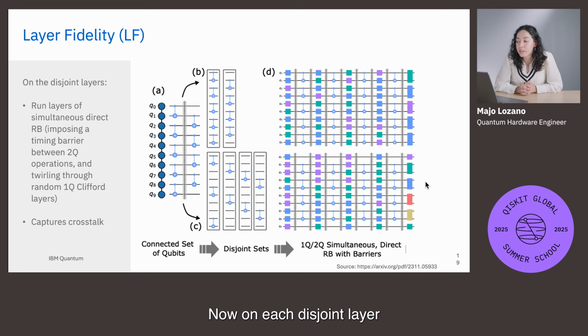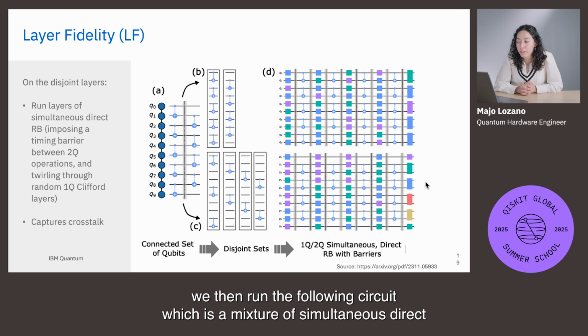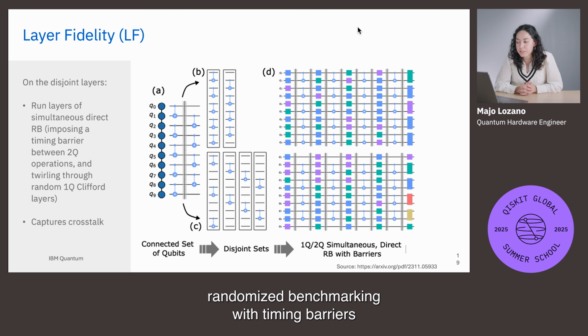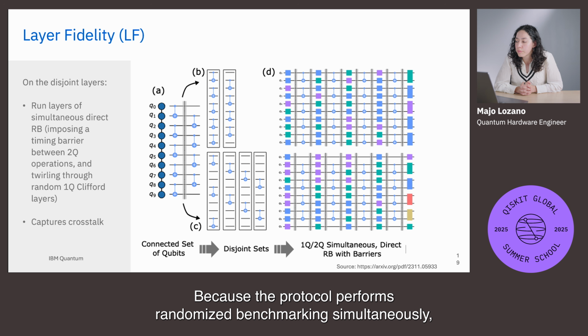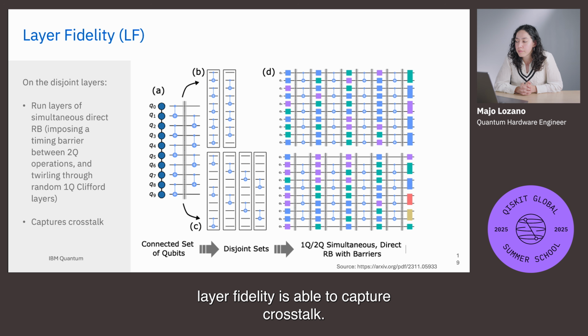Now, on each disjoint layer, we then run the following circuit, which is a mixture of simultaneous direct randomized benchmarking with timing barriers and twirling through random 1-qubit Clifford gates. Because the protocol performs randomized benchmarking simultaneously, layer fidelity is able to capture crosstalk.